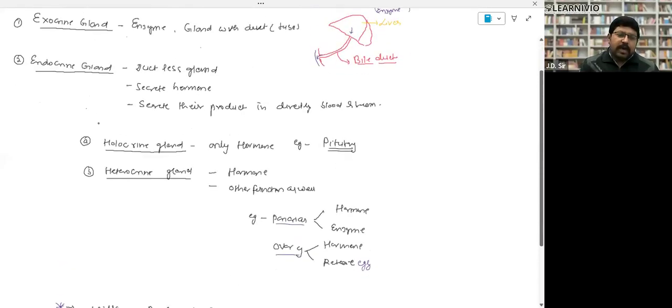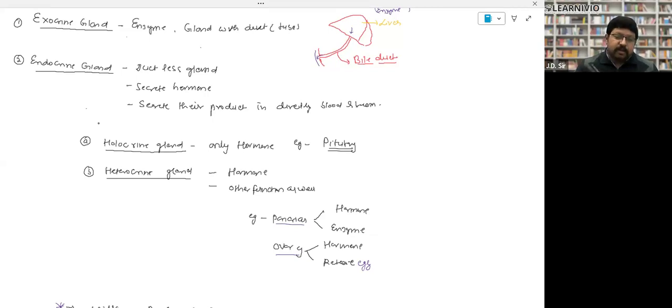Again, endocrine gland, which we are going to study today, this chapter chemical coordination is all about the endocrine part, right? This chemical coordination is normally known as the endocrine system. Look, the endocrine glands are of two types: holocrine gland and heterocrine gland. Holocrine glands are those glands that secrete only hormones. For example, the pituitary gland is a holocrine gland. It has only a single function, it secretes hormones only.